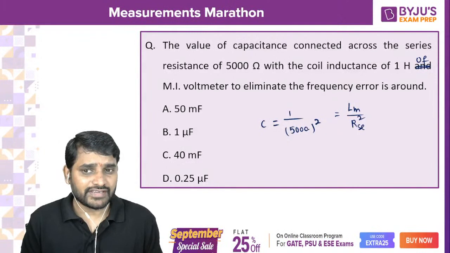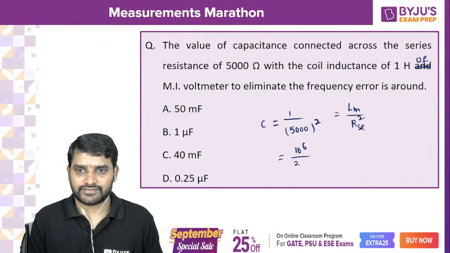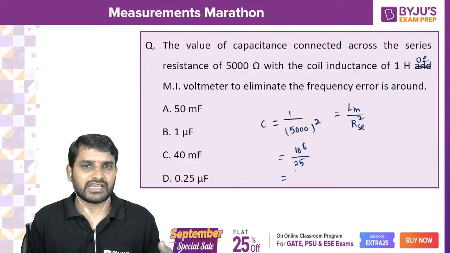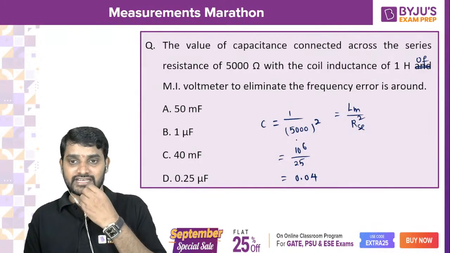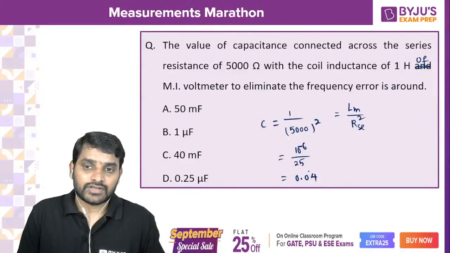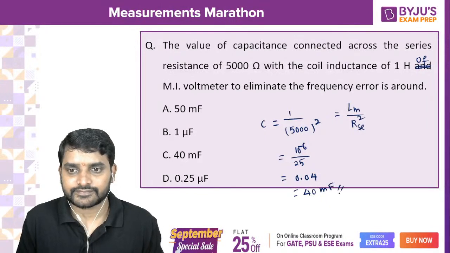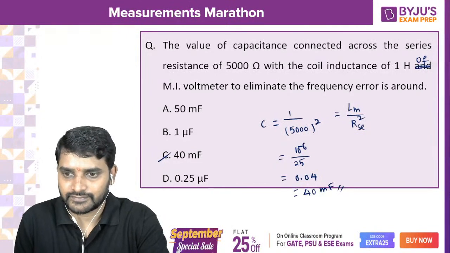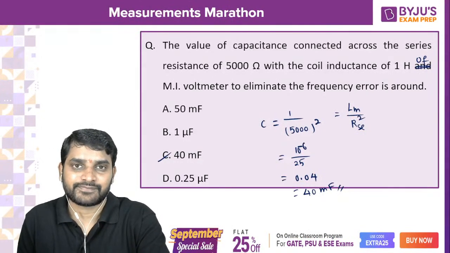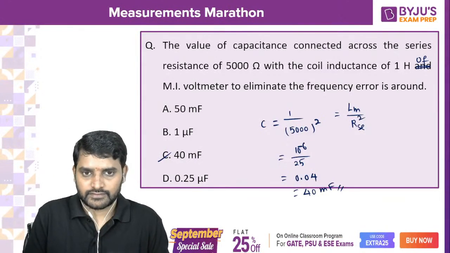So 5 square is 25 and this 1000 square is mega, of course. So 10 to the power of 6 divided by 25. 1 by 25 is going to be 0.04. Sorry, not mega, it is 10 to the power of minus 6 now, micro. So you'll probably be getting it as 40 millifarads. Is this the answer I am getting? Are you getting the same or some other value?